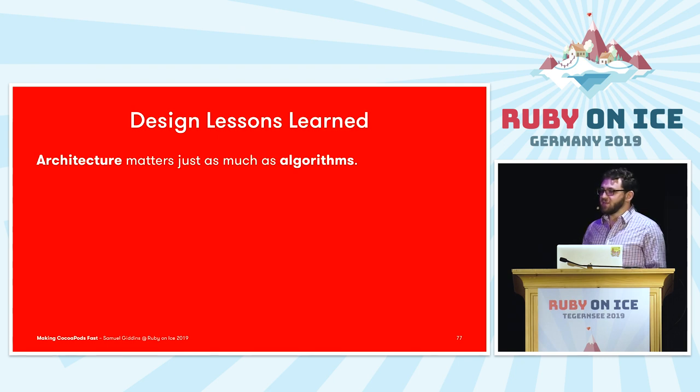So at the end of the day, the design lesson we've learned is that, as far as CocoaPods is concerned, the architecture decisions mattered just as much as the algorithms we were using. We could make things faster by writing smarter algorithms, but there was a limit to how good we could make things because we were hamstrung by an architecture that wasn't built for performance. It wasn't built for scale.